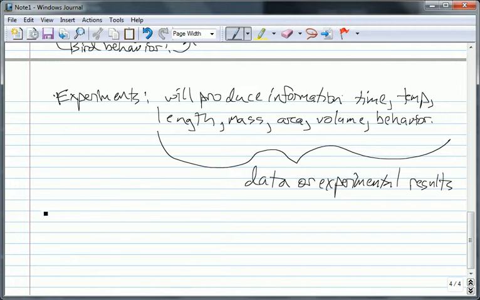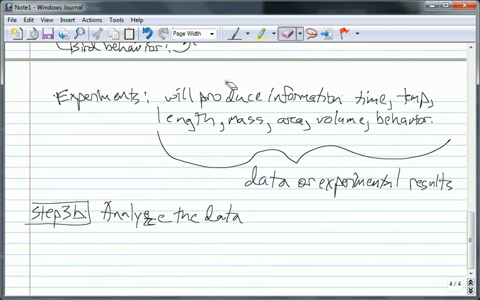So once we have this data, we go on to step 3B of the process. Here we analyze the data. Okay? When we analyze the data, we figure out what it means. We ask questions such as, was the hypothesis supported by the data?